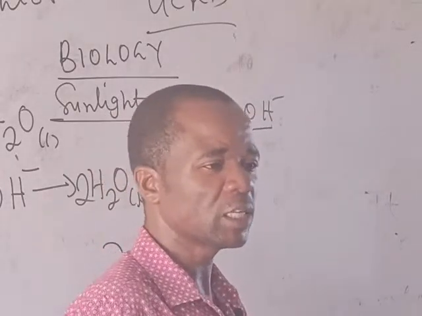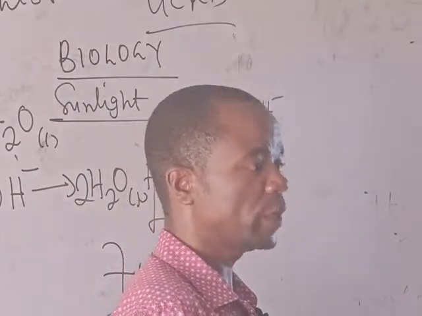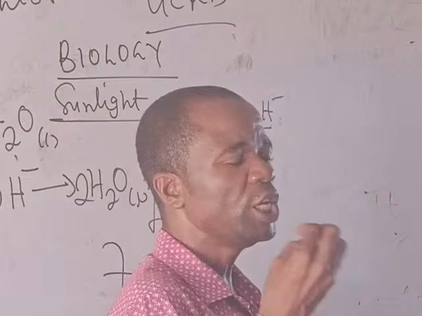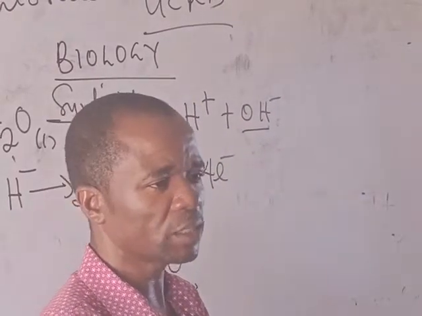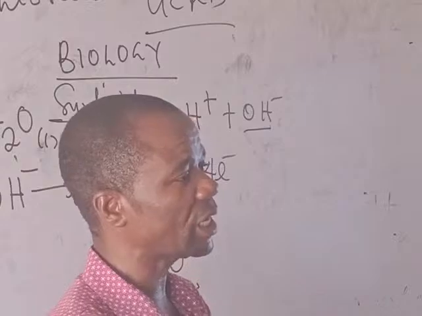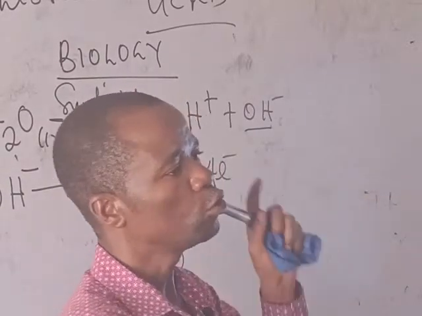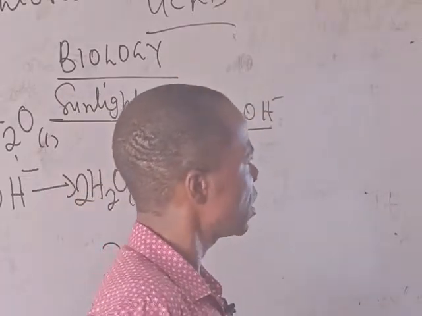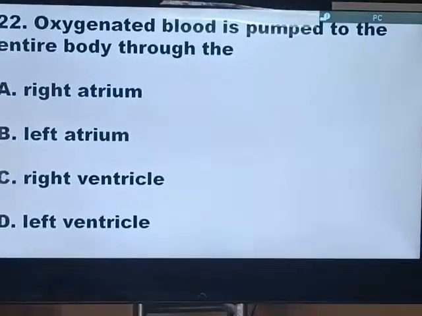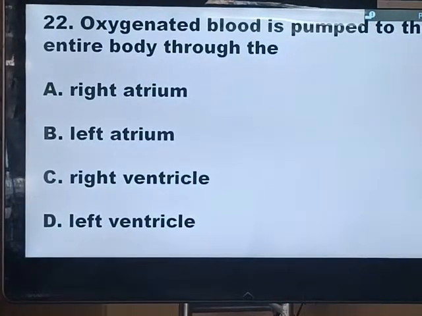We know it's from the heart, but specifically where in the heart? In the left ventricle. That's the correct answer. As a matter of fact, it is because of this that out of the 4 chambers of the mammalian heart, the left ventricle has the thickest wall, because it has to pump blood at a higher pressure to far distances, the entire body. So oxygenated blood is pumped to the entire body through the left ventricle, which is option D.